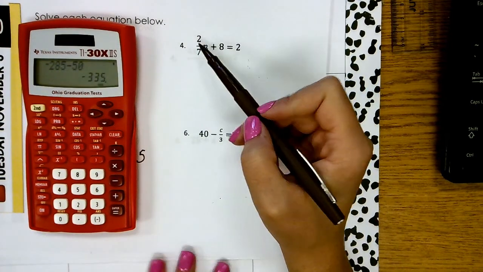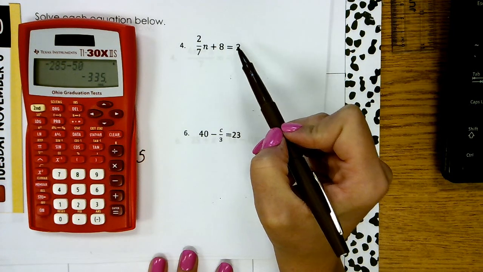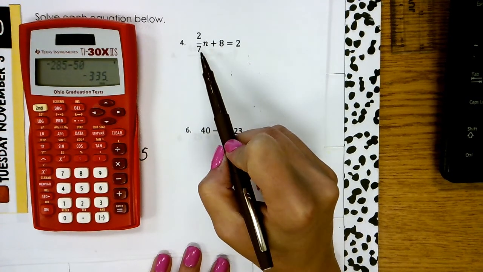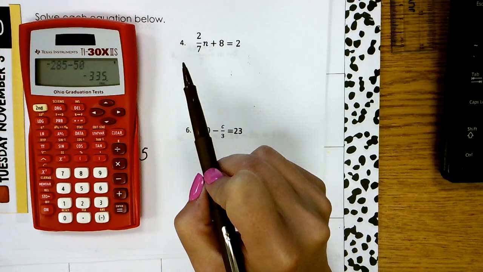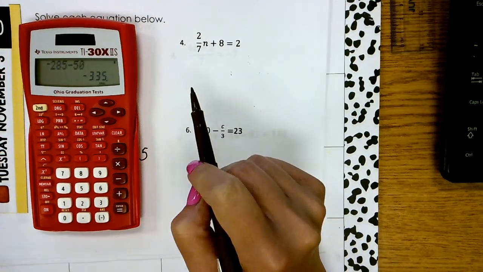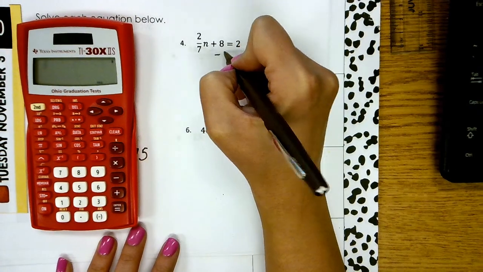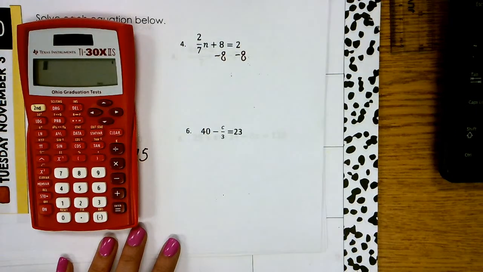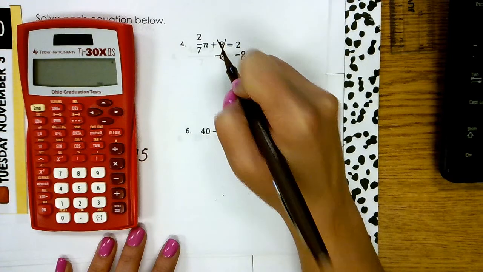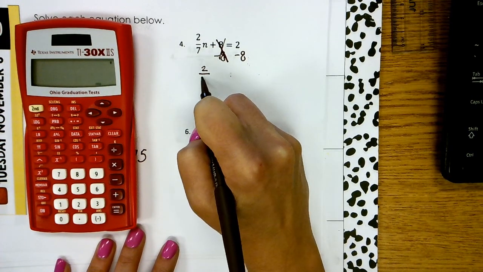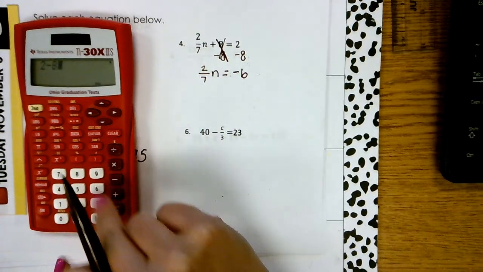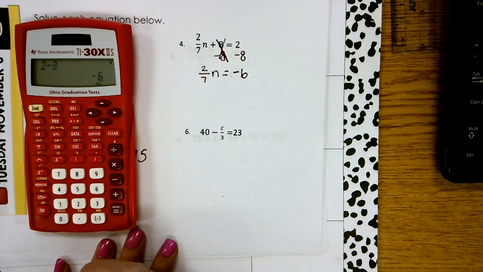Alright, let's do number 4. 2 over 7n plus 8 equals 2. Alright, this 2/7 n, we're going to leave that alone for now. We're not going to touch that fraction until it's the only thing on the left-hand side of my equal sign there. So this plus 8, to move it to the other side, we need to do the inverse of adding, which is subtracting. So we're going to subtract 8 from both sides of the equal sign. When we do that, these 8's cancel out. So we're left with 2 over 7n equals negative 6. And again, 2 minus 8, you can just do that in your calculator to get that negative 6.